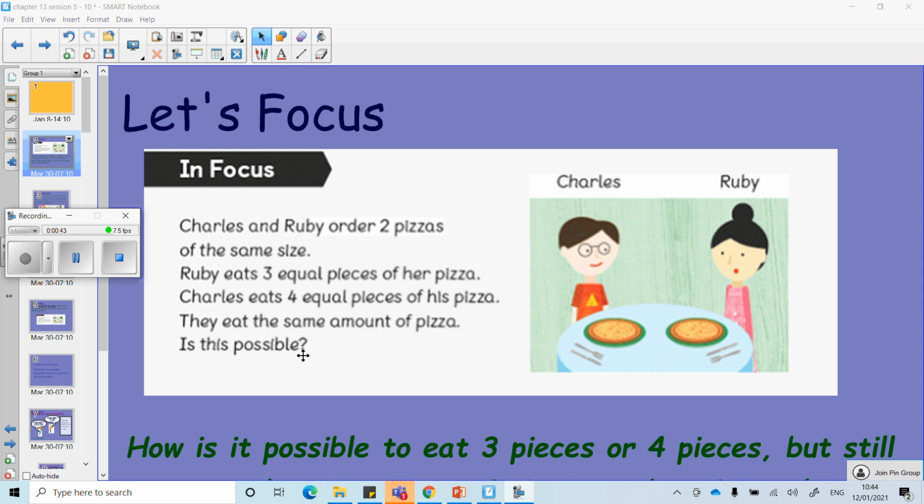Is this possible? So, maybe to help you with your in-focus exploring, you might like to draw 2 circles, 2 pizzas, the same size, and then see if you can work out the problem. Once you're ready to, you can press play and we'll move on with our learning.